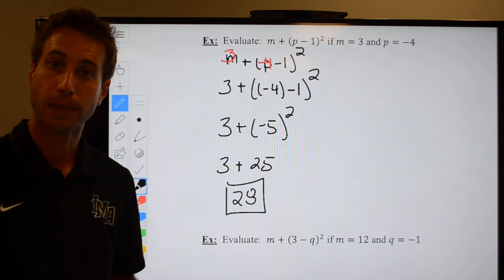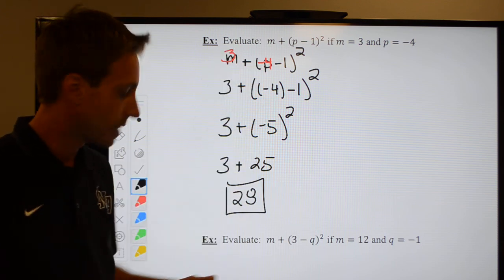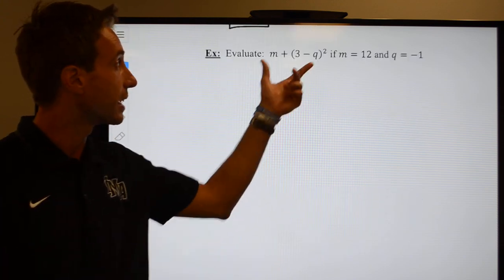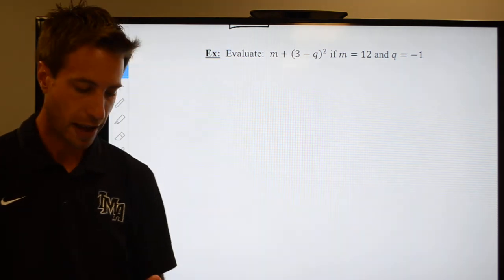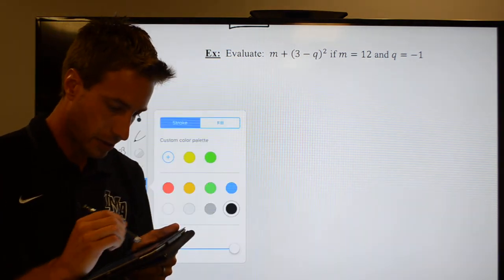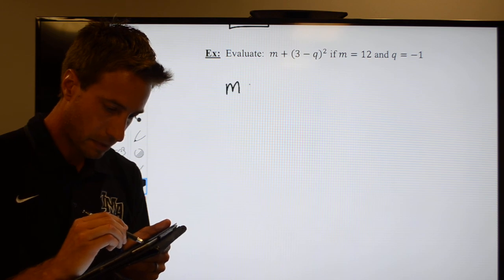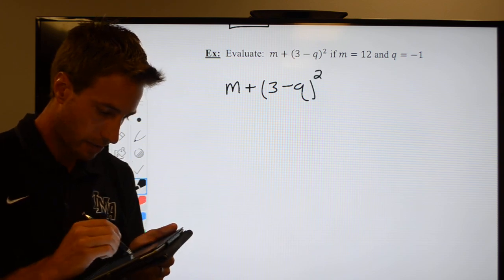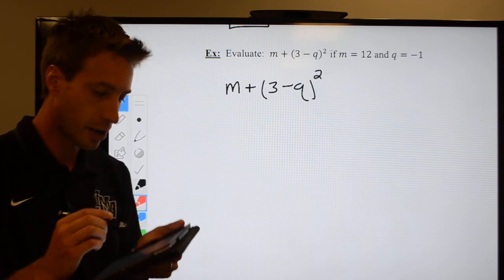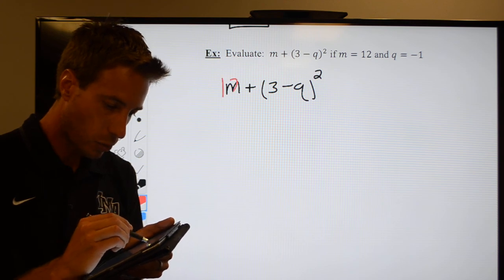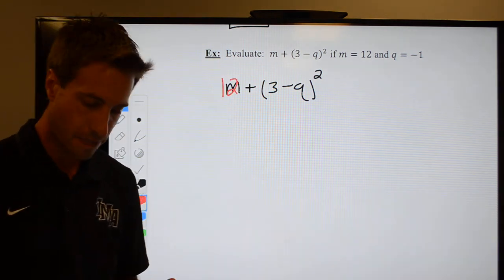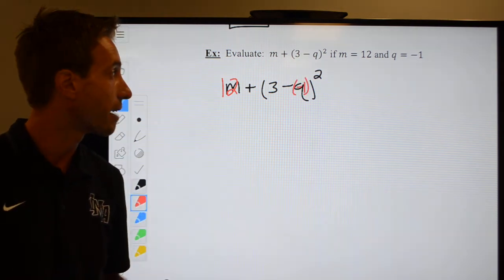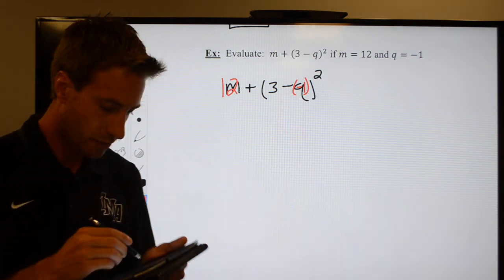Should get us 28. What we'll do is we will move down to the next one here, see how that one goes. Same idea, you've been given an expression, and we're going to go ahead and substitute what we know the values to be. Let me rewrite my problem first. I have m plus the quantity 3 minus q squared. And here's what I know the value of those variables to be. M is going to be a 12. So I'm going to go ahead and put a 12 in everywhere I have an m. And q is minus 1, so I'm going to go ahead and put a minus 1 in everywhere I have a q. Let me rewrite my problem with those values in there.